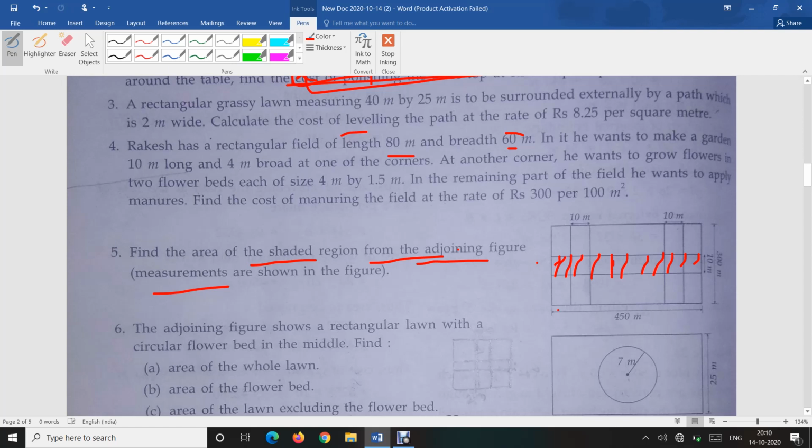If the length is 450, then also the length of this is 450, and the length of this is already given 10 meters, so you can find out the area of this portion by applying the formula. So you have to do this question yourself. The remaining question we will do in the next class.